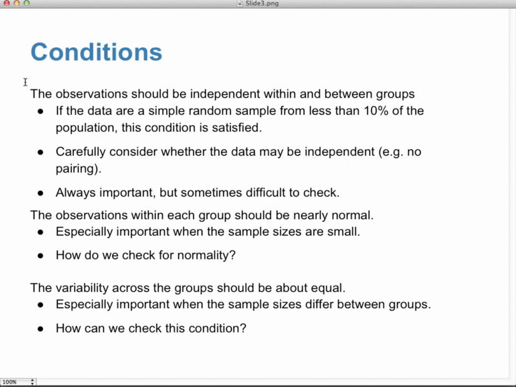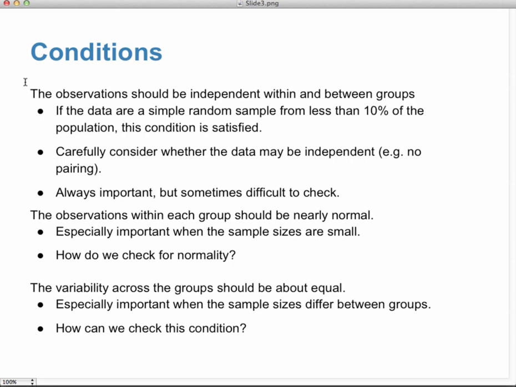Okay. The observations within each group should be nearly normal, and that's relatively straightforward to check because we know how to do that. We can look at a histogram or a normal quantile plot and determine normality. Okay. That, again, as when we've worked with means in the past, can be relaxed when the sample sizes are large. If the sample sizes are small, then you really do need to make sure you've got normality within each one of your groups.